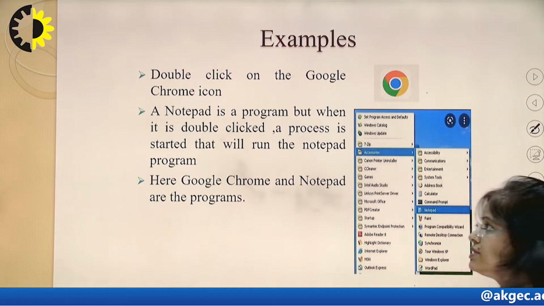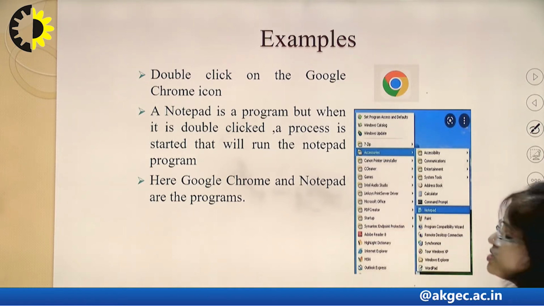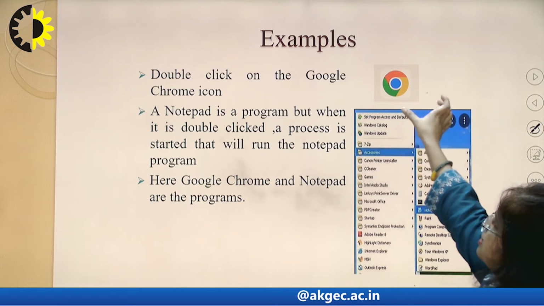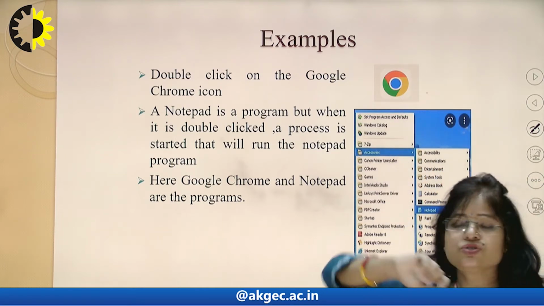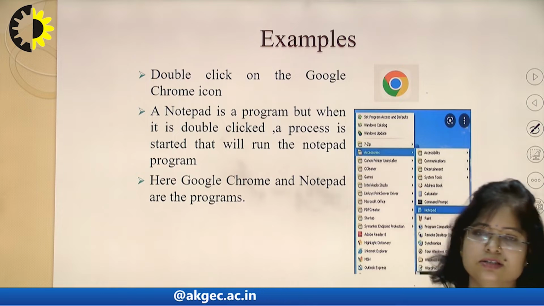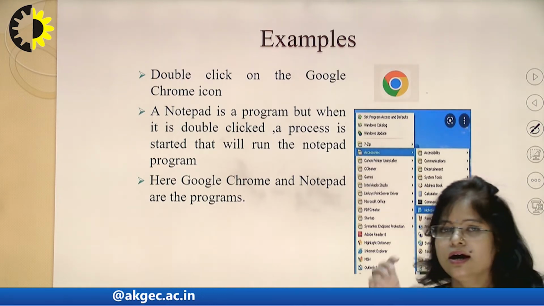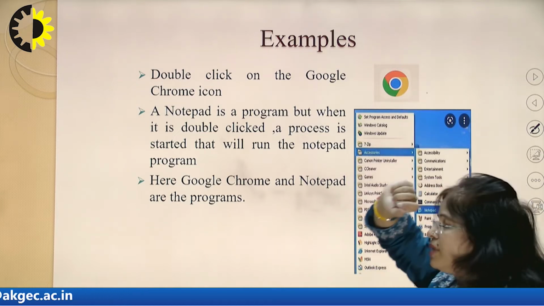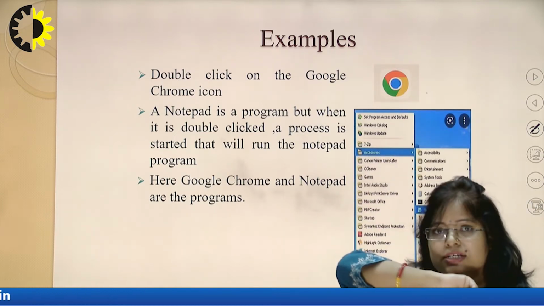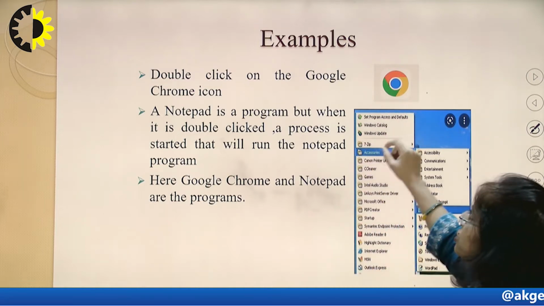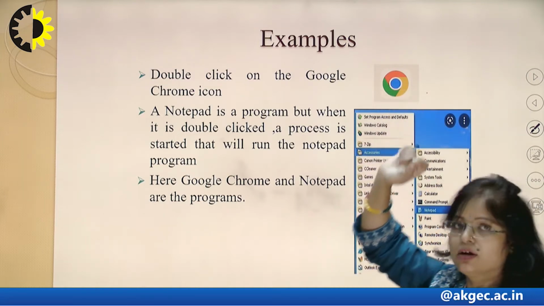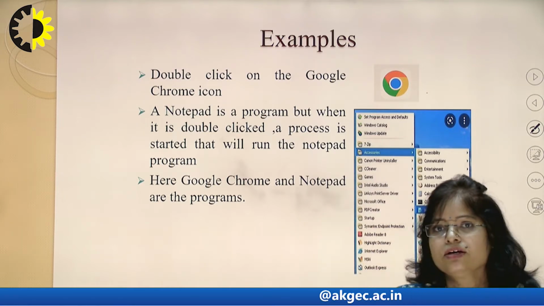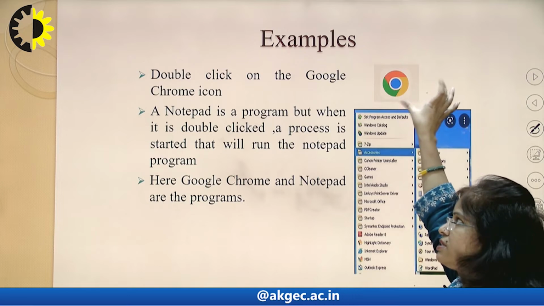Next one, the examples of process and program. Suppose we have a Chrome browser installed in our system. As we know, a program is an executable file. So, the Chrome browser installed in your system is an exe file. When you double click on this browser and it opens in a browser frame, it becomes a process.